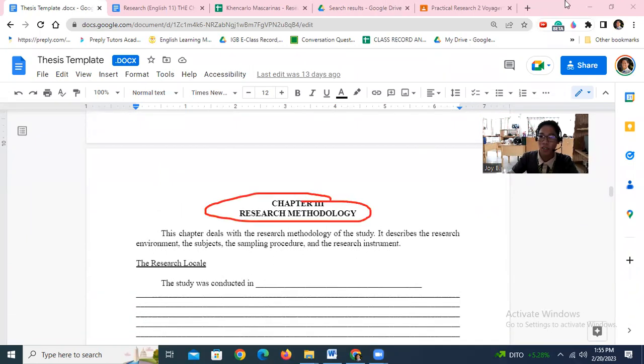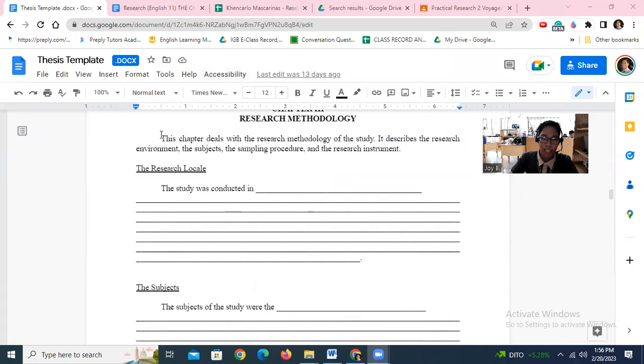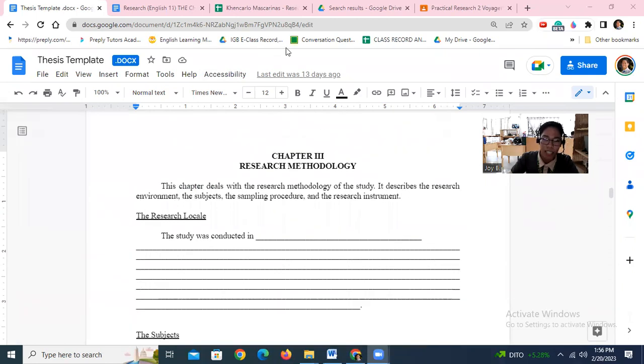Kapag katapos na, dadako naman tayo sa chapter 3, nakapaloob dito ang research methodology. So remember, you are done already with your research methodology. Kapag sinabing methodology is the way, the process, the way how you conducted your research. Now, nakapaloob dito is this chapter deals. Remember, kapag kasusulat, for example, sa taas, nandito ang ating chapter 3, di ba? Including the chapter 3, including the chapter title.